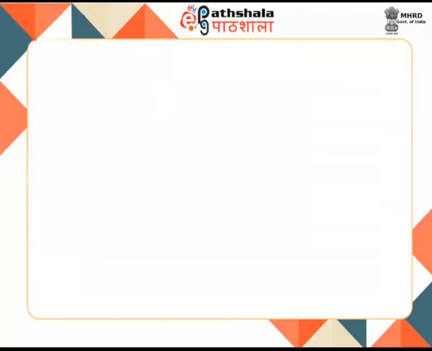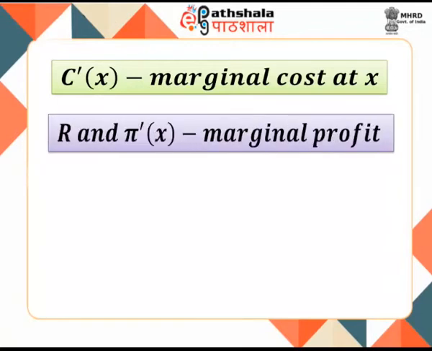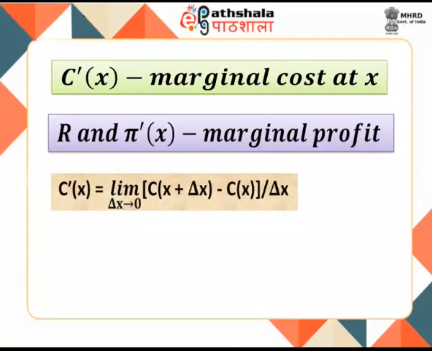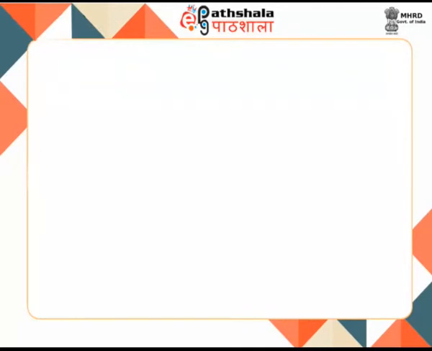We call C dash x the marginal cost at x and pi dash x the marginal profit. According to the definition, marginal cost is equal to the limit as delta x tends to 0 of C of x plus delta x minus C of x, divided by delta x.